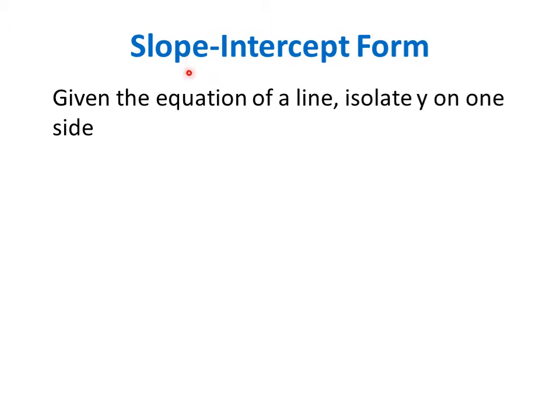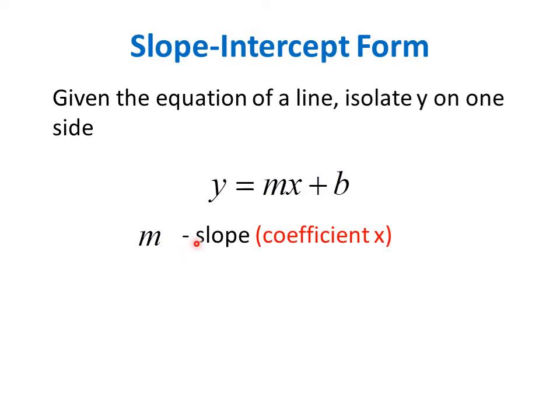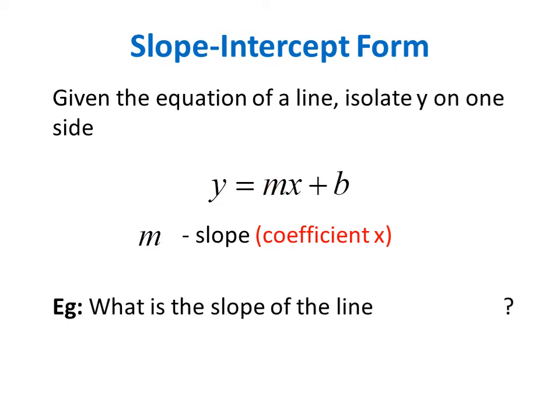Another way of finding the slope of a line is using the slope-intercept form of the equation of a line. Now we can write the equation of a line in slope-intercept form by simply isolating y on one side. So we get the expression y equals mx plus b. Now in this form, m is the slope. Take note that m is the coefficient of x, or the number multiplied to x.